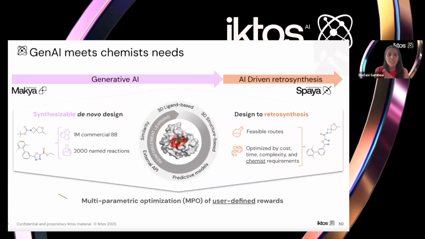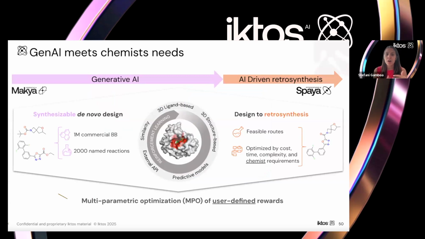So as I mentioned earlier, our platform is unique in the way it leverages AI driven by chemistry and guided by chemists to make synthesizable compounds. To wrap it up, on one side, we have our GenAI, which performs the de novo design of synthesizable molecules. On the other hand, the AI-driven retrosynthesis technology finds the best synthetic route.